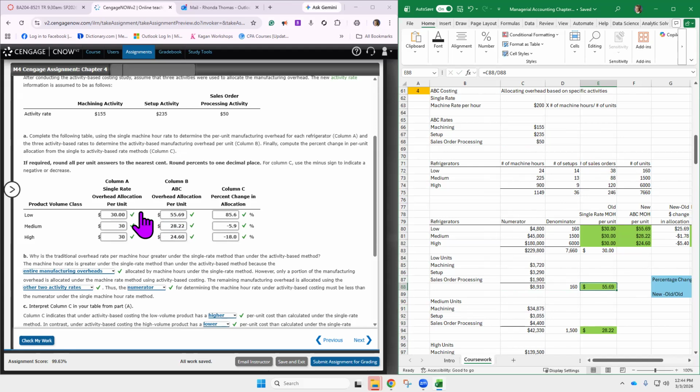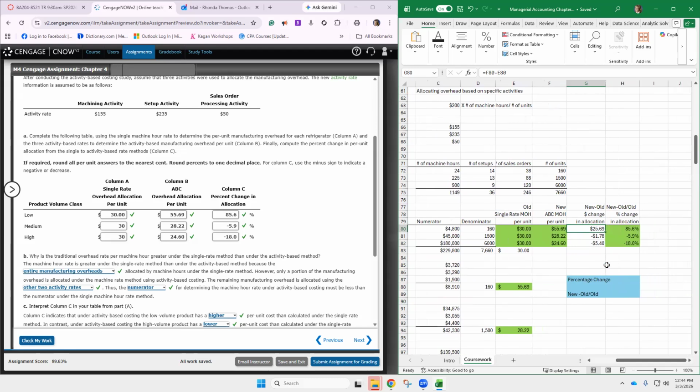Wow, that's quite a bit more. In fact, when you look at the difference, it's 25.69 between the two of these. And then to find your percent change, here are the calculations. A percent change is the new number minus the old divided by the old.